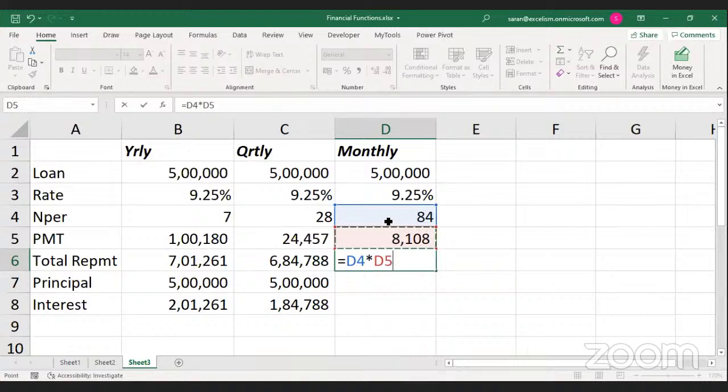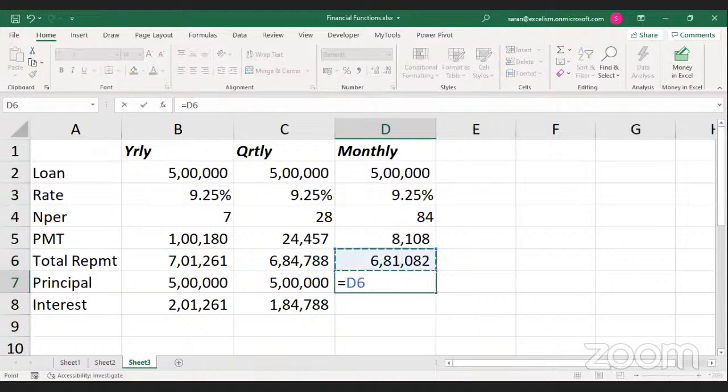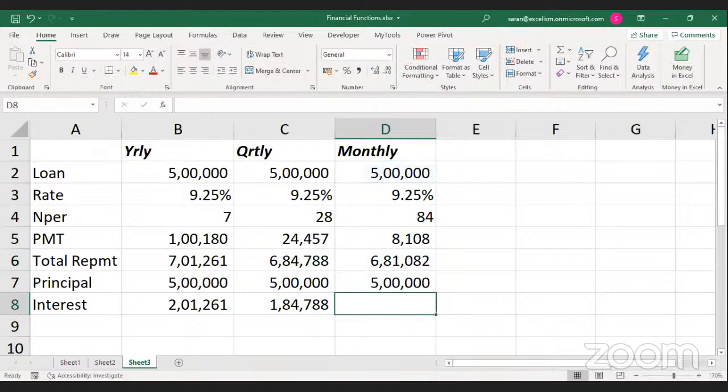So let me enter to know what is the total amount. Very small amount it got reduced. So what I'll be doing, I'll just take this for the principal, and this is going to be the interest. If anyone has any question, please let me know.